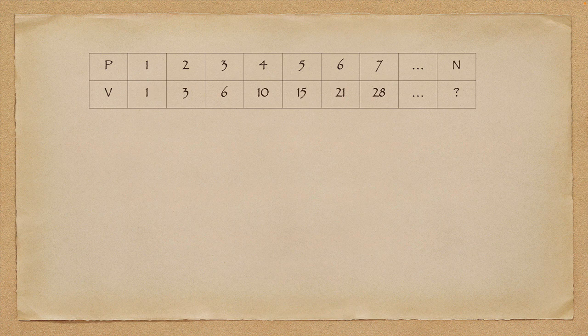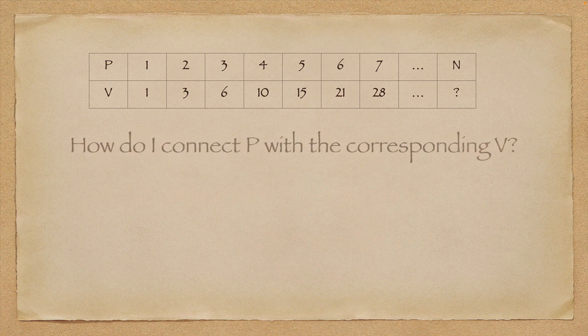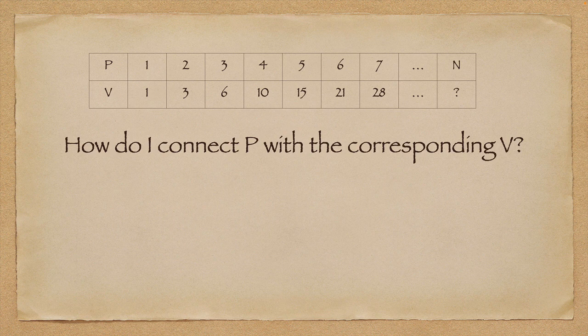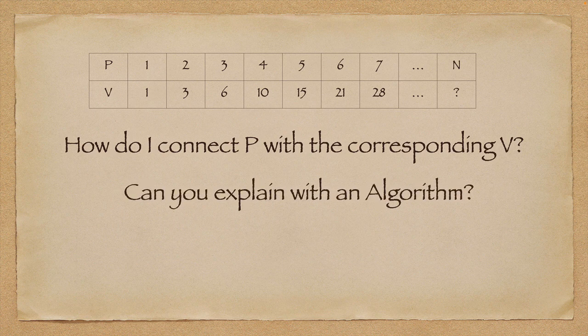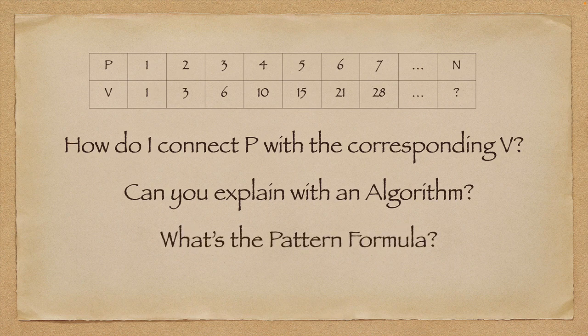Let's make it a little tricky. Now I have the numbers 1, 3, 6, 10, 15, 21, 28. Now it's not so straightforward like the ones that came in earlier. So how do I connect P with the corresponding value of V? Can I explain this with an algorithm? What is my pattern formula? You can think about it, try to solve it yourself and see if you can come up with the pattern formula for this particular series. I'll give you the answer. The answer is n times (n plus 1) divided by 2.